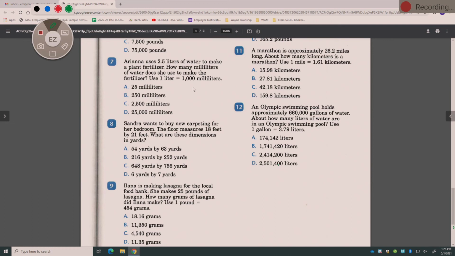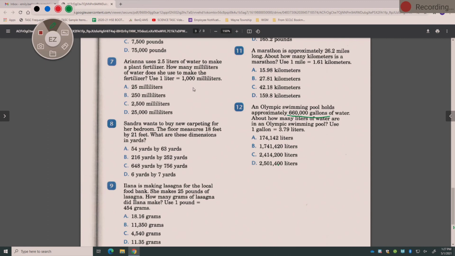Actually, you know what? Let's do 12. Let's do water, because we've already done grams to kilograms, which is really similar to miles to kilometers. So let's do water. Let's do number 12. An Olympic swimming pool holds approximately 660,000 gallons of water. About how many liters of water are in an Olympic swimming pool? Use 1 gallon equals 3.79 liters.